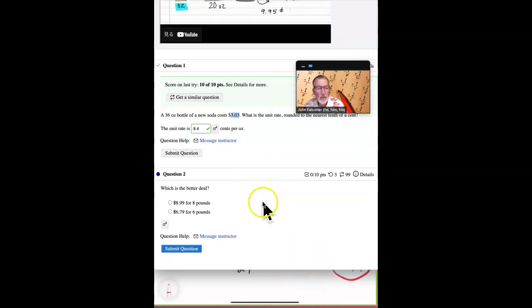Okay, so give this second one a try. You're going to find the unit price for both of these, $8.99 at 8 pounds and $6.79 for 6 pounds. Divide those out to find out what your unit price is, compare the two, and see which one is the better deal, which one gives you more pounds for each dollar. Good luck. Let me know if you have trouble.